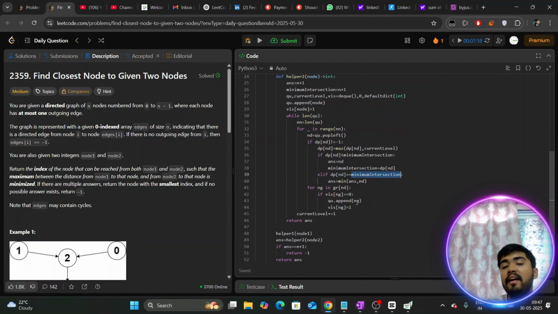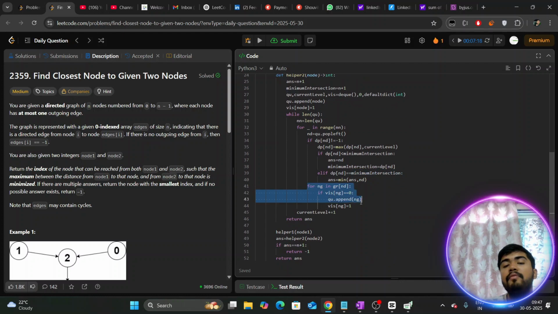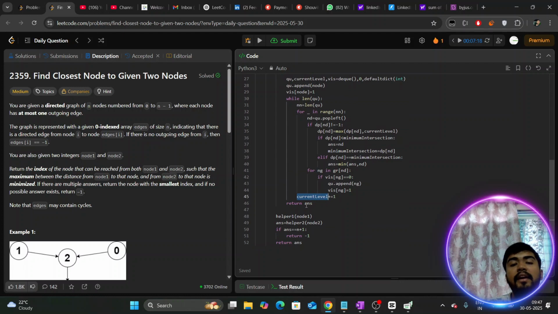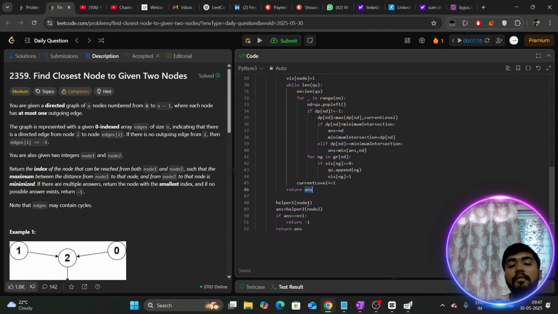That's it. And this part is exactly the same: for each neighbor in graph of node, if the neighbor is not visited, mark it visited and push it to your queue. When you have done this for the particular level, you reach the next level, where you can play your game the same way. Your current level is incremented by plus equals 1, so we reach the next level. The same things we did. And finally, we can return our answer from here. So on helper 2, the call on node is returning me the final answer.